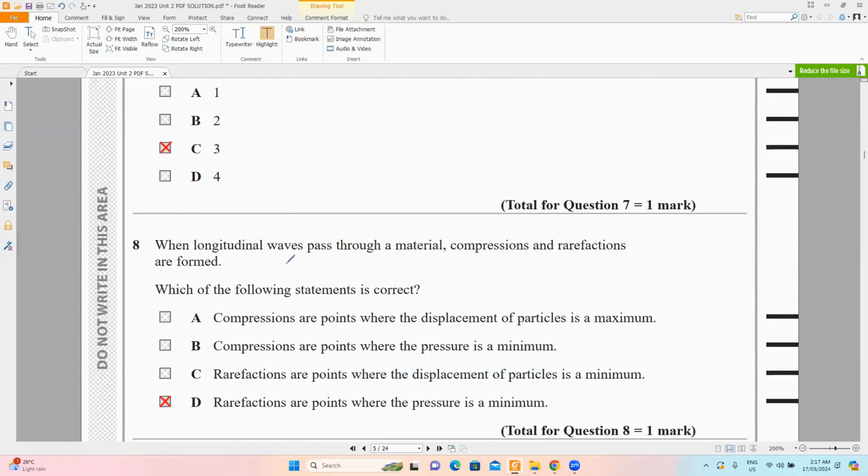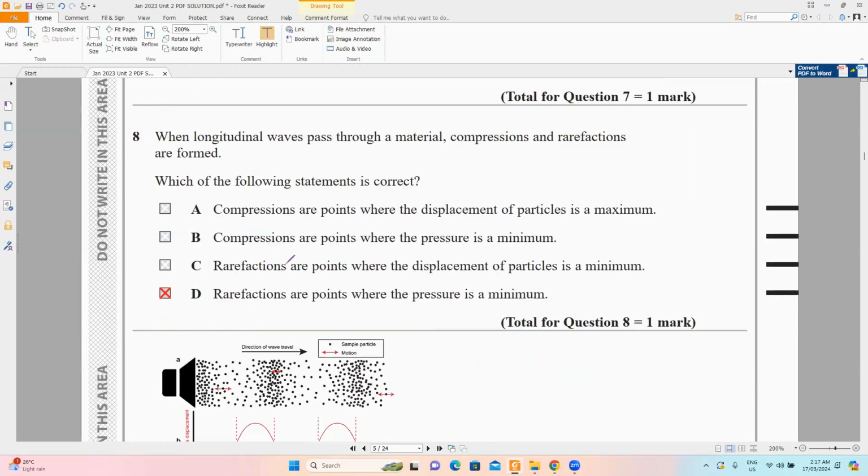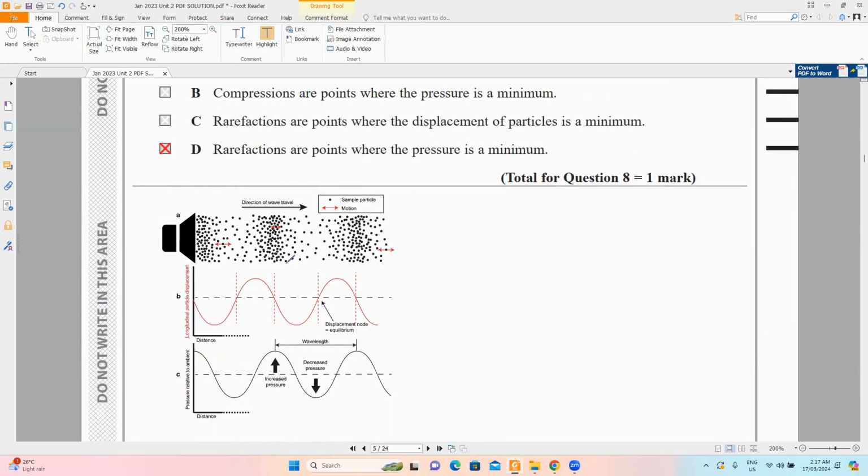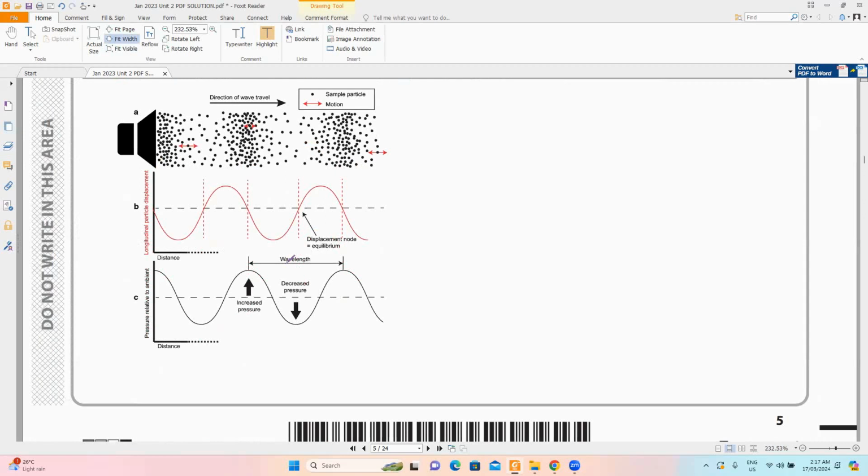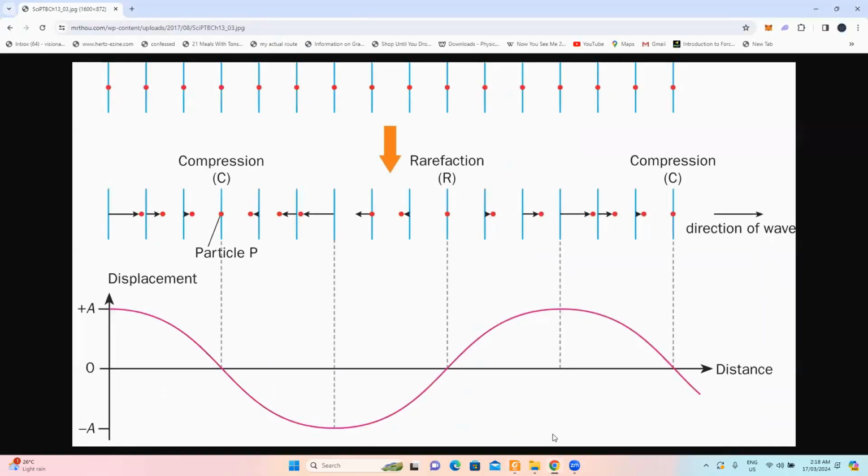When a longitudinal wave passes through a material, compressions and rarefactions are formed. Which of the following statements is correct? So it's better if I show you a diagram like this. Look at this. Here you have a rarefaction and here you have a compression. So, okay, it's better if I show you from here.